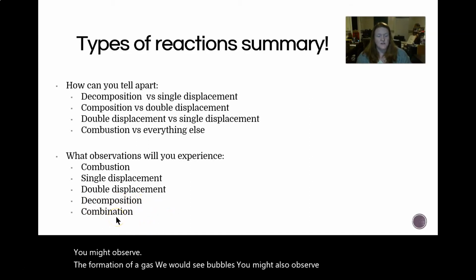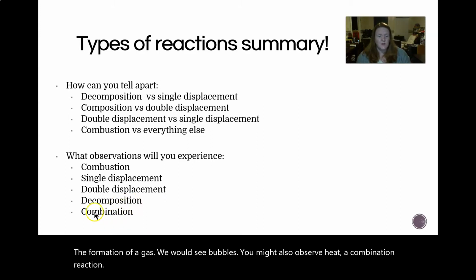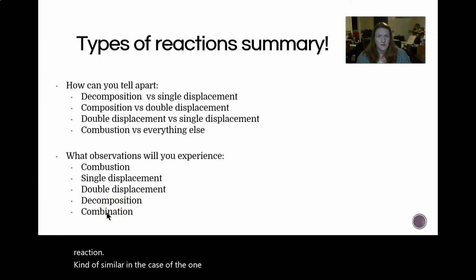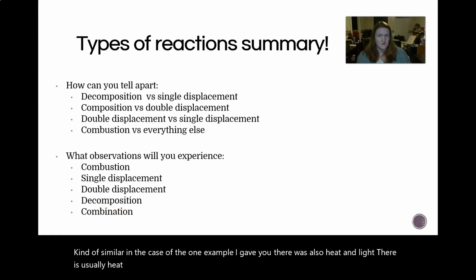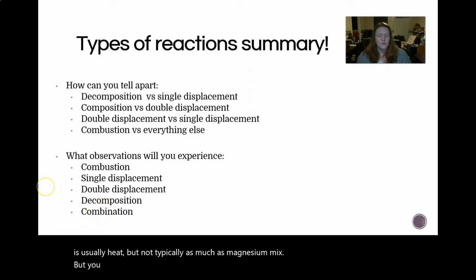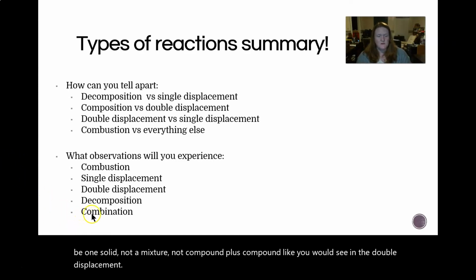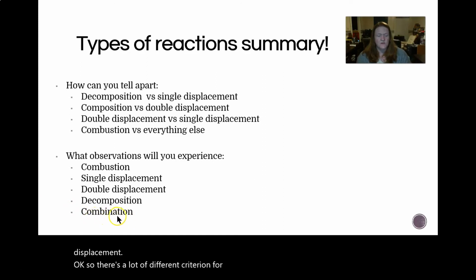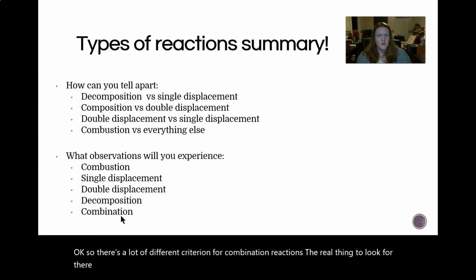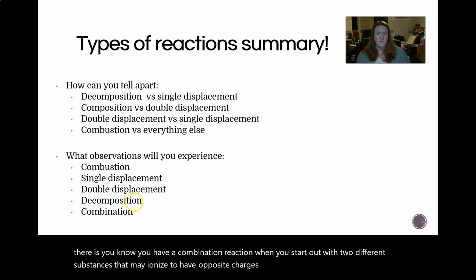A combination reaction, kind of similar. In the case of the one example I gave you, there was also heat and light. There is usually heat, but not typically as much as magnesium makes. But you also could observe all sorts of things. It could be a solid that forms, but it would only be one solid, not a mixture, not compound plus compound like you would see in double displacement. Okay, so there's a lot of different criterion for combination reactions. The real thing to look for there is you have a combination reaction when you start out with two different substances that may ionize to have opposite charges. So something with a positive charge combining with a negative charge.